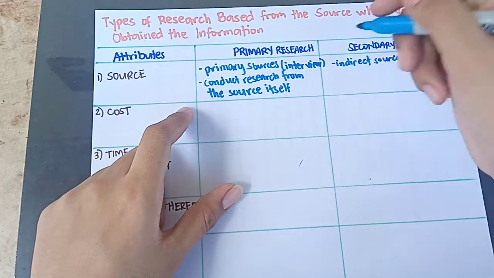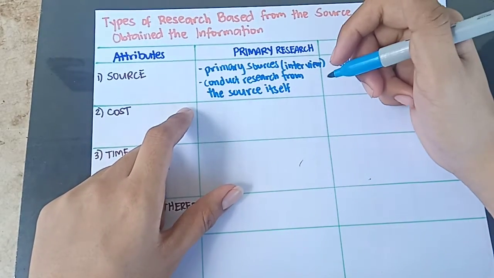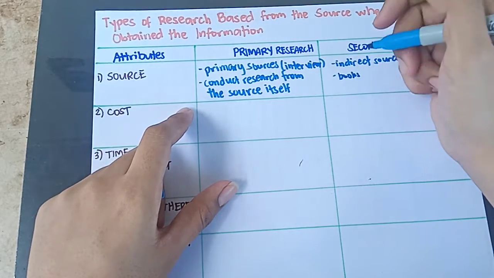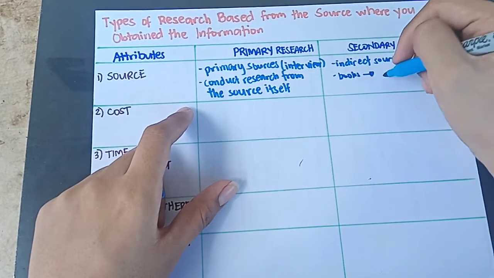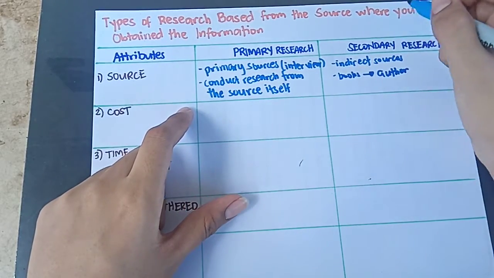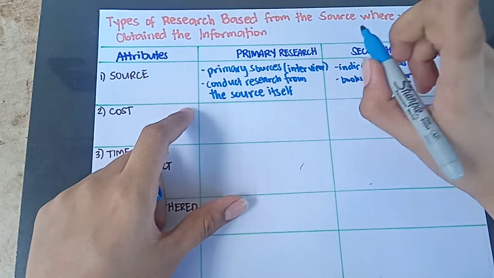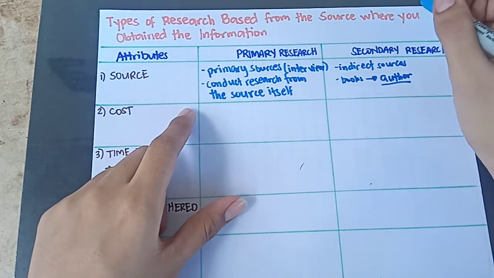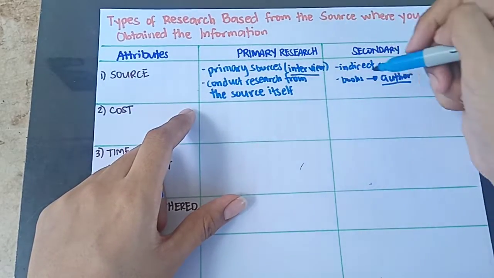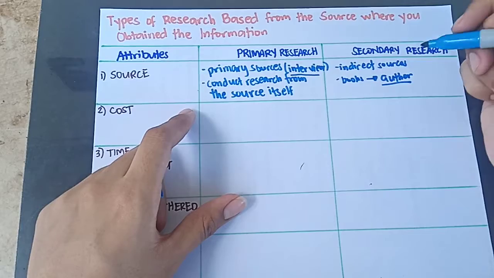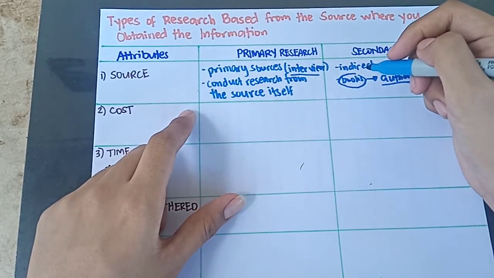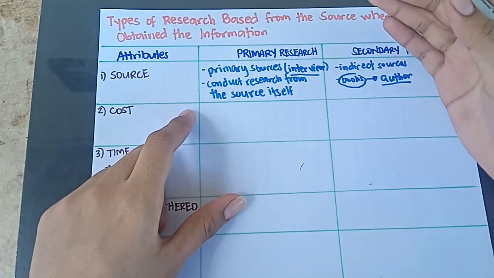Meaning to say, when we conduct secondary research, we rely on, let's say, books. And these books were actually made by some author. So, you don't have a direct contact to the author because we did not conduct an interview with the author. We just relied on the facts the author wrote in his or her books. So, it's an indirect source.